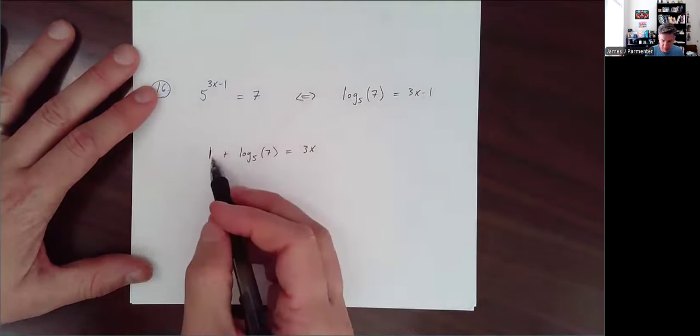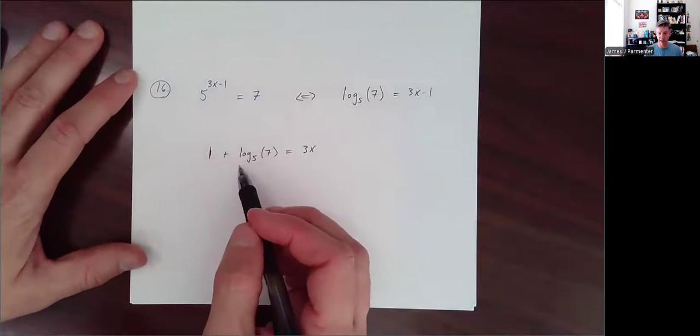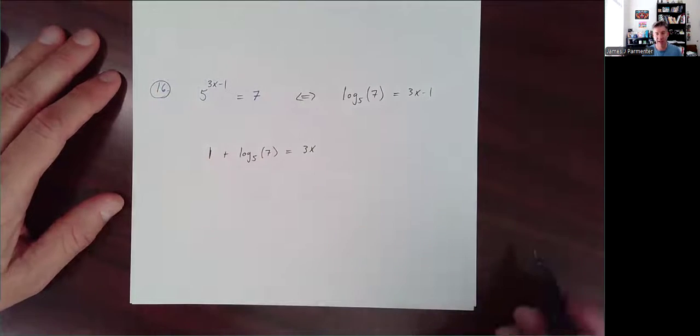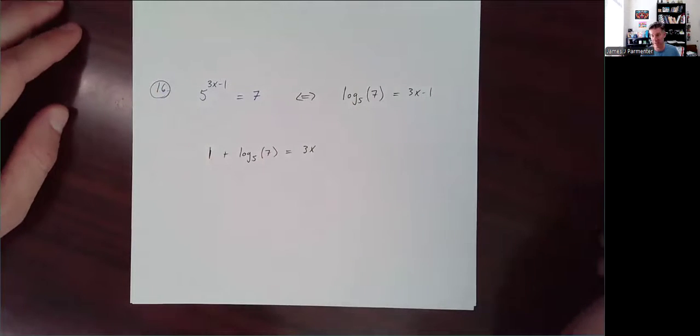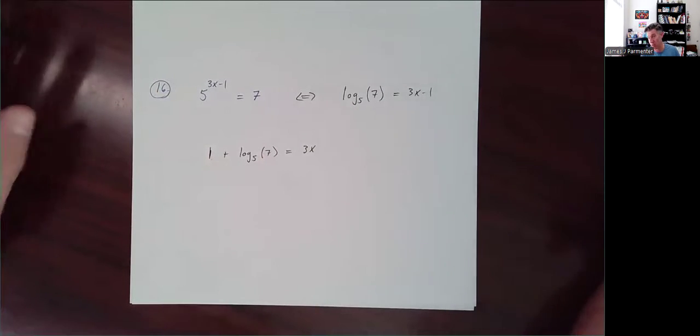The reason I put the 1 in front here as opposed to writing log base 5 of 7 plus 1 is sometimes people write that and they accidentally add the 7 and the 1 together, which is not allowed, right?